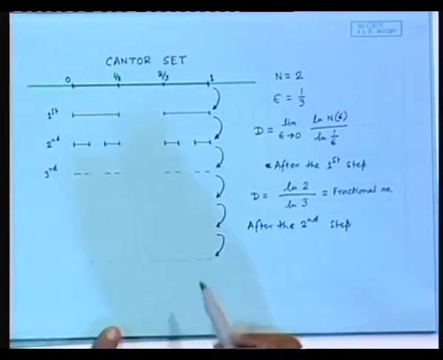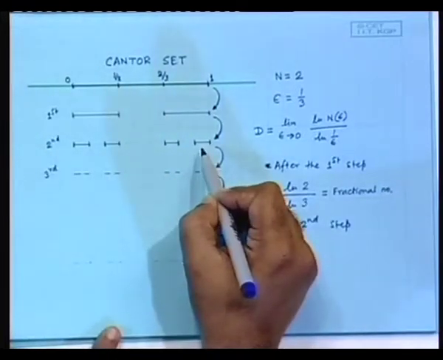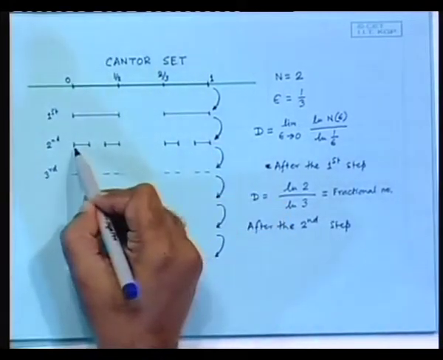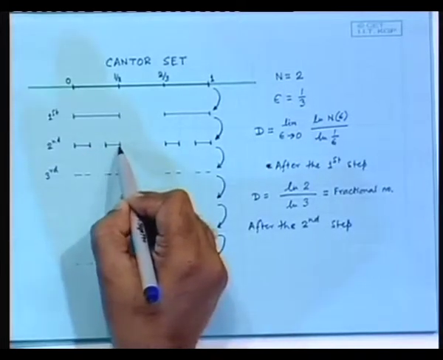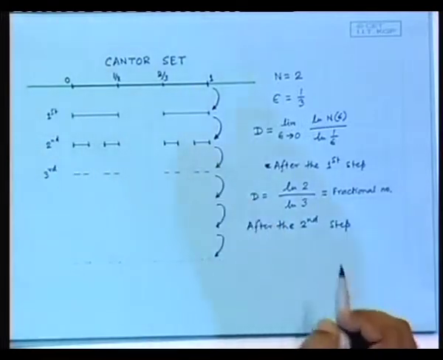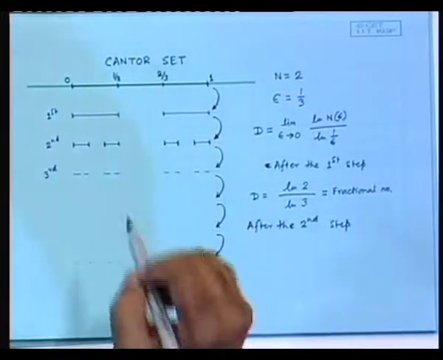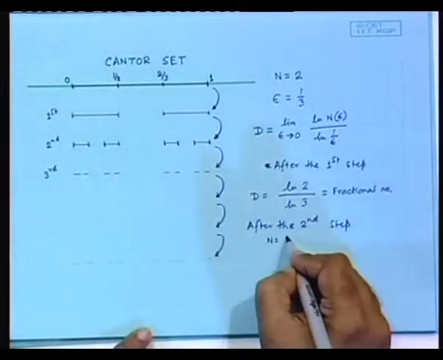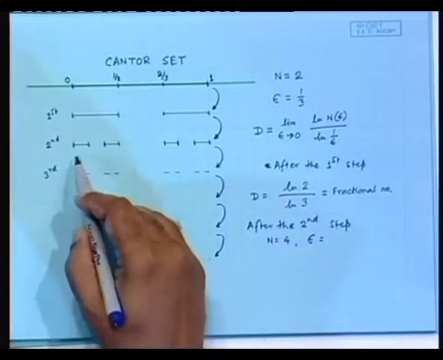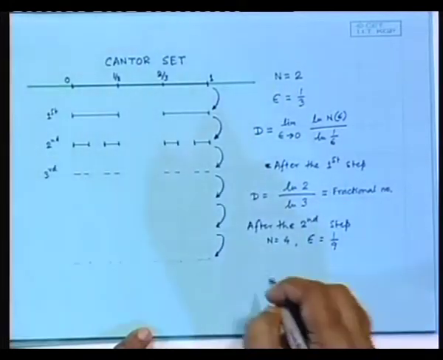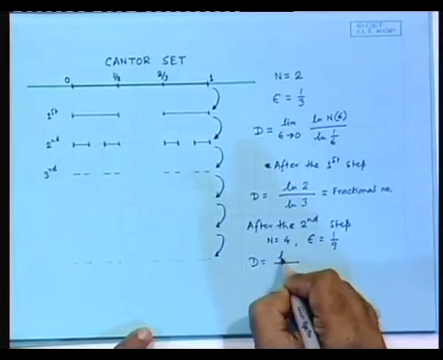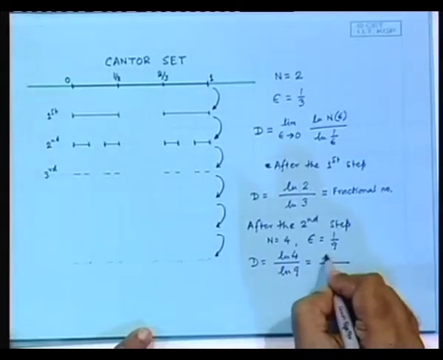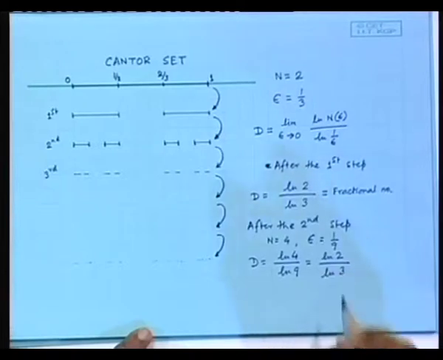At this stage, we will further subdivide the boxes into 9 boxes. Earlier it was from here to here, from here to here, and from here to here. Now, we will further subdivide the boxes into 3 each. That means this part is divided into 3 boxes, this part divided into 3 boxes, so on and so forth, 9 boxes total. Then, how many of these boxes are now required to cover this object? At this stage, n is equal to 4, and epsilon is 1/9. So, D is ln 4 by ln 9, which we can easily say is equal to ln 2 by ln 3.